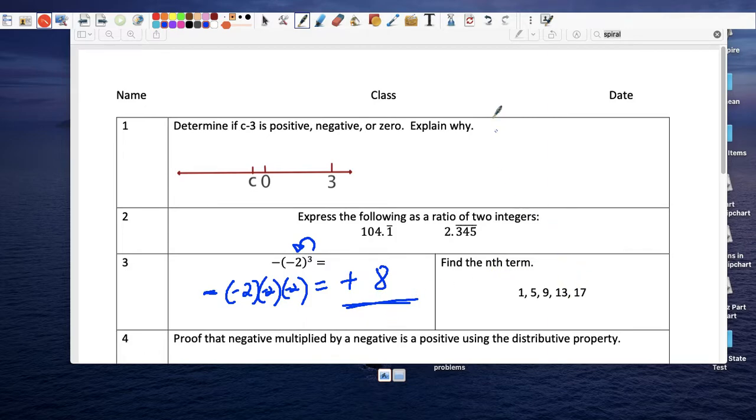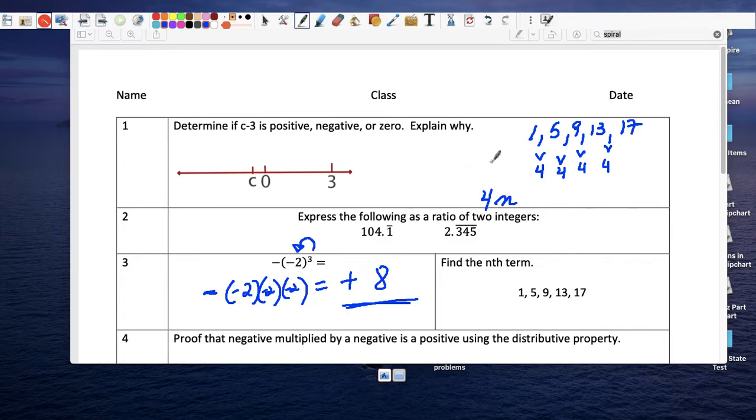Find the nth term. Uh-oh. Right, so 1, 5, 9, 13, 17. Take the first difference. This is plus 4, plus 4, plus 4, plus 4. So this one is easy, right? It's a linear sequence. So it's going to be a 4n sequence, right? So it's going plus 4, plus 4, plus 4. What else goes plus 4, plus 4? Well, the 4 times table.